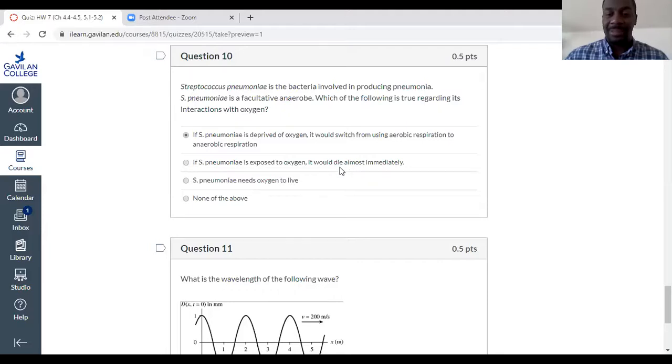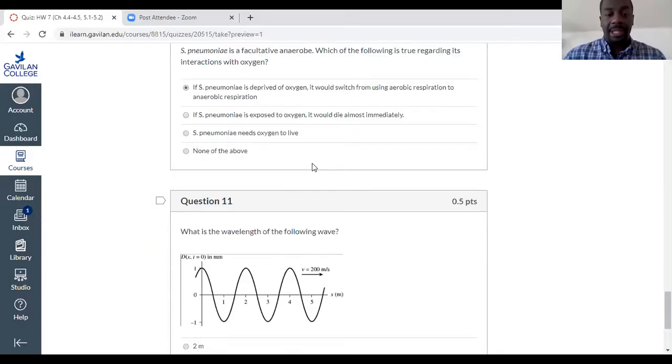So if it cannot be exposed to oxygen, because oxygen is toxic to it, what would we call that? Anaerobic. Close. So it would be considered an obligate anaerobe, meaning it's basically obligated to use anaerobic respiration because it cannot be exposed to oxygen. Oxygen is toxic to those, so we call these obligate anaerobes.